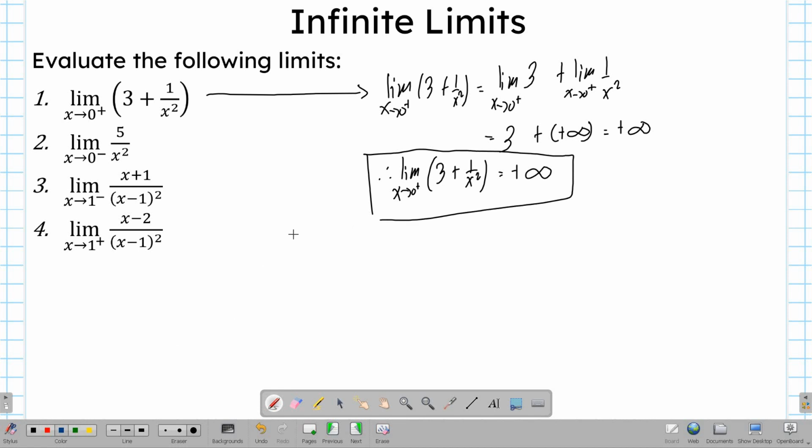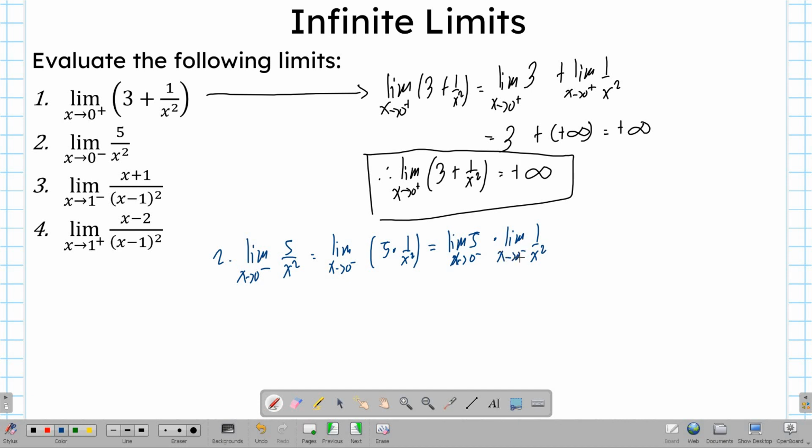If we proceed to number 2, we have the limit of 5 over x squared as x approaches 0 from the left. We can think of this as the limit as x approaches 0 from the left of 5 times 1 over x squared, which can be separated as the limit of 5 as x approaches 0 from the left times the limit of 1 over x squared as x approaches 0 from the left.